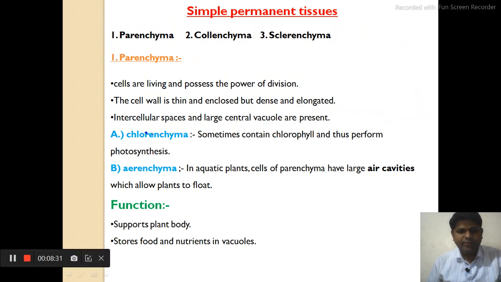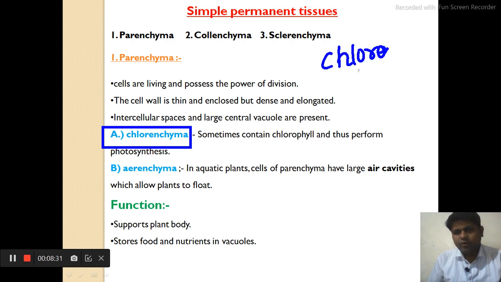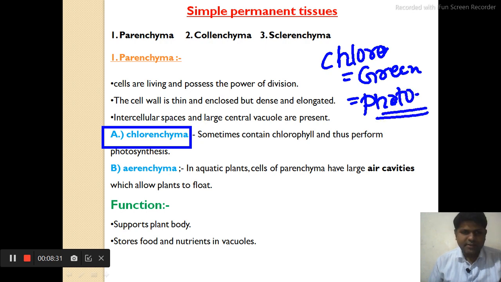Okay. If we talk about parenchyma cells, there are two types of parenchyma cell. One is chlorenchyma. So dear students, whenever you hear the word chloro, it always represents green. And as you know, green plants are able to do what? Photosynthesis. So chlorenchyma cells contain chlorophyll, they are green in color, and they perform the function of photosynthesis.